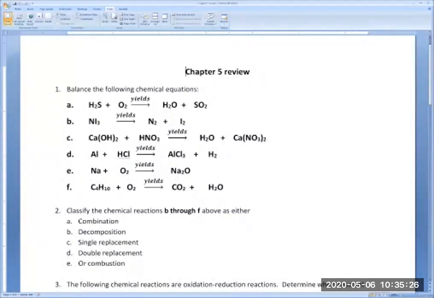So we will start Chapter 5 review. As I said, this week you should get started on learning Chapter 5. And the first part of Chapter 5 is on balancing chemical equations, learning to write chemical equations that represent chemical reactions. Another word also for this is chemical change, right? A chemical change is a chemical reaction, and the chemical equation is showing you what happens during the chemical reaction.